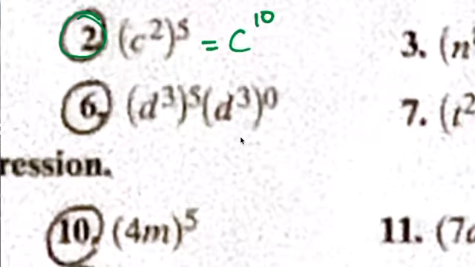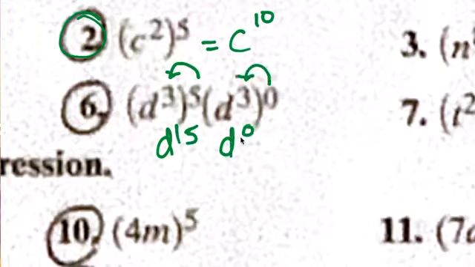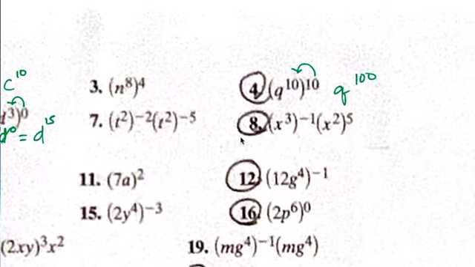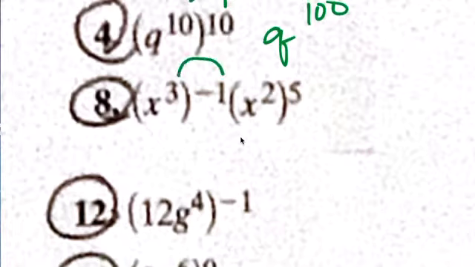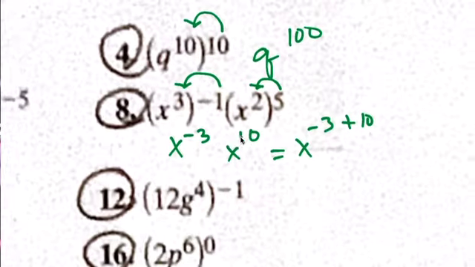Number six, you multiply that. That's D to the 15th power, and then times D to the zero power, which is one, so D to the 15th power. Need to show some work. It's good to show work because it's good practice. You get x to the negative 3, and then this is x to the 10th power. So you add the exponents, negative 3 plus 10, you get x to the 7th power.